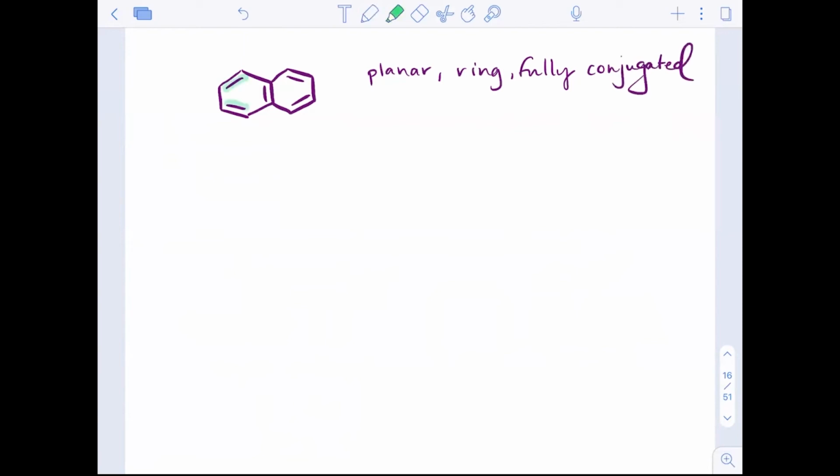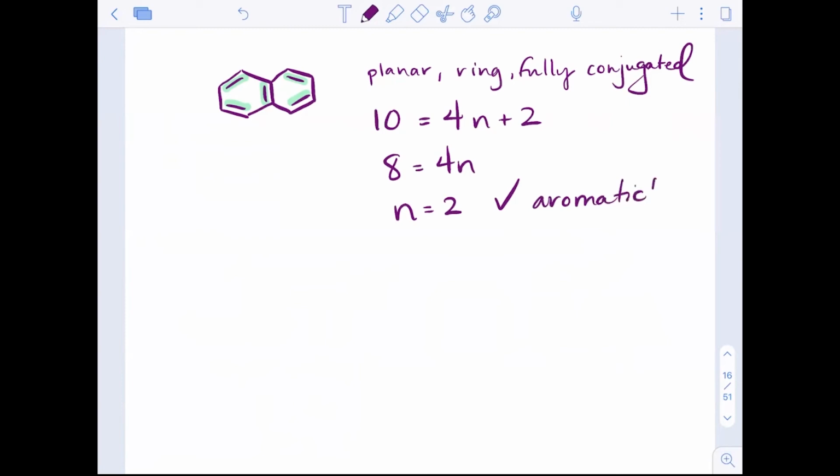Let's count up the electrons. 2, 4, 6, 8, 10 p electrons and plug it into 4n plus 2. Do the math. n equals 2. Check mark. It's aromatic. Awesome. One little change.